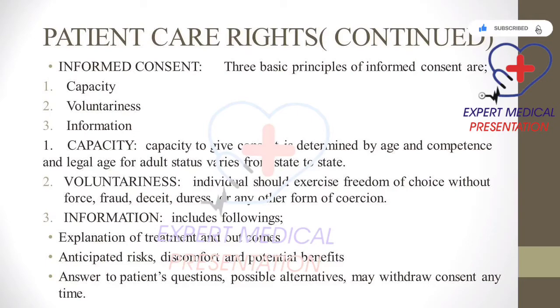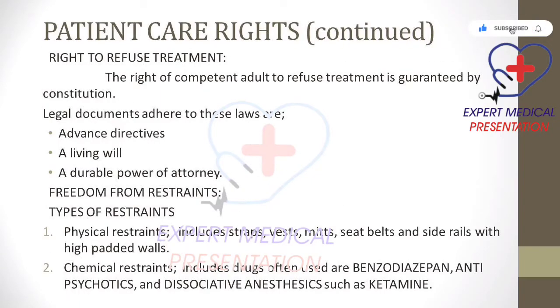Voluntariness. Individuals should exercise freedom of choice without force, fraud, deceit, duress, or any other form of coercion. Information includes the following: explanation of treatment and outcomes, anticipated risks, discomfort and potential benefits, answers to patient's questions, possible alternatives, and that the patient may withdraw consent anytime.